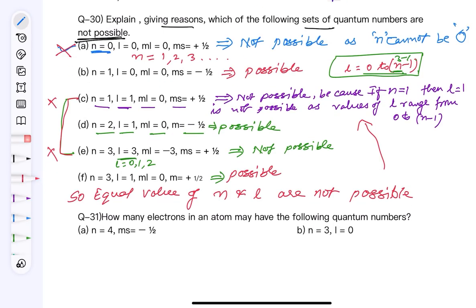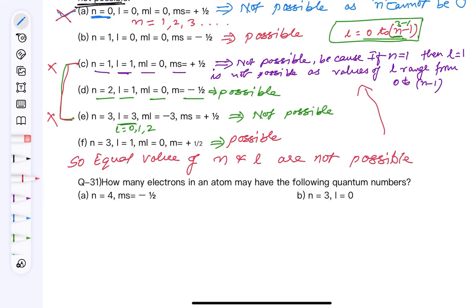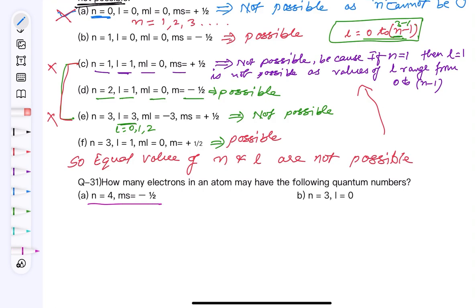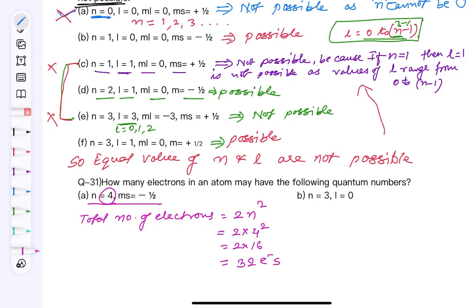Now let us proceed with one more question, and it is a simple question. How many electrons in an atom can have the following quantum numbers? Now here, the total number of electrons we can find out with the help of one formula, and that is 2n square. So here your n is 4. So let me put here 4 square. You will get 2 into 16, and that is 32 electrons. Okay. Now for n is 4, electrons are 32.